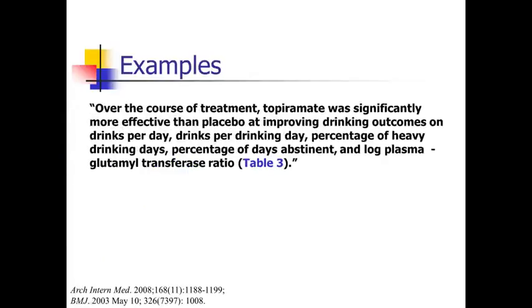So here's some examples. This one reads, over the course of treatment, topiramate, this is the drug they were giving, was significantly more effective than placebo at improving drinking outcomes on drinks per day, drinks per drinking day, percentage of heavy drinking days, percentage of days abstinent, and log plasma glutamyl transferase ratio. So there's a whole bunch of outcomes measured in this study, and you can imagine if you go to table 3, there's a big table with all these different outcomes and lots of numbers, but they're giving you the high-level summary. On all of these different outcomes about drinking, the treatment beat the placebo. If you want more details, you can go to the table. So that's a good job summarizing.